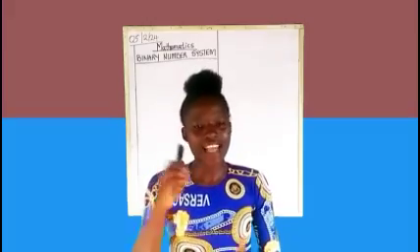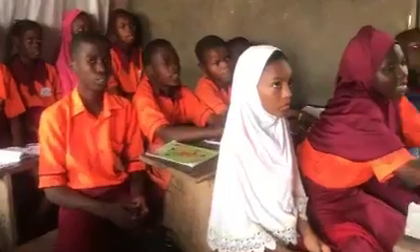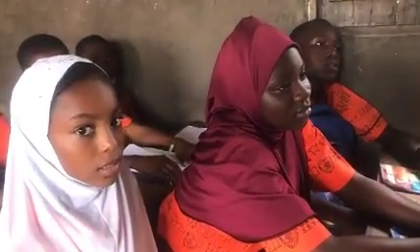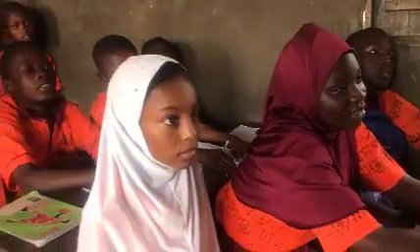Let's try it together. Let's count in tens. 10. If you add another 10 to 10, I will have what? 20. If you add another 10, 30. Another 10, 40. Another 10, 50. And so on. So we can't do without counting.